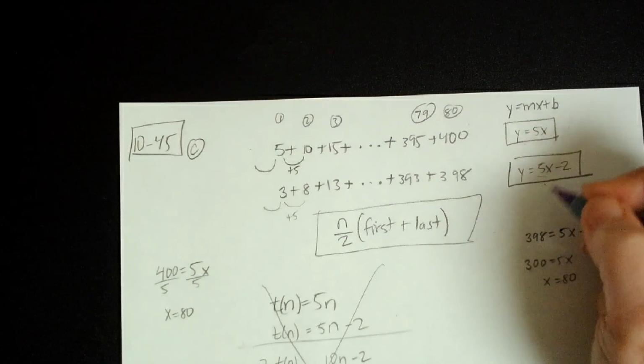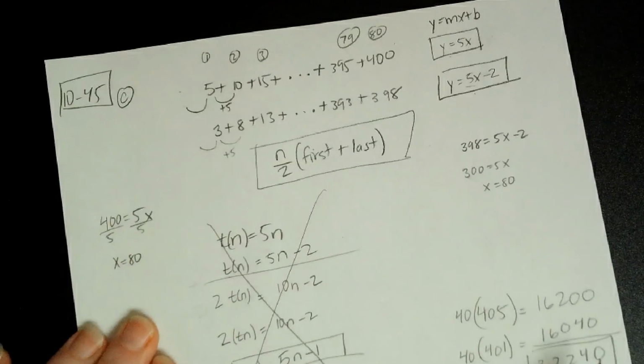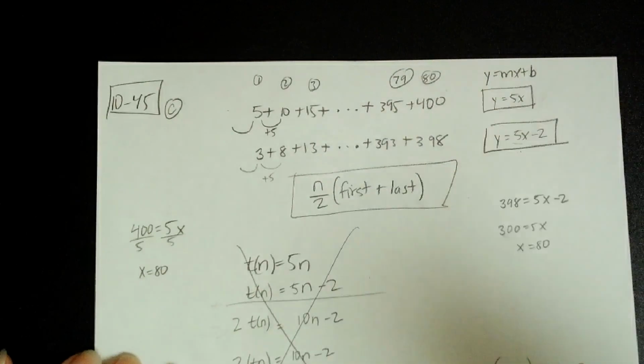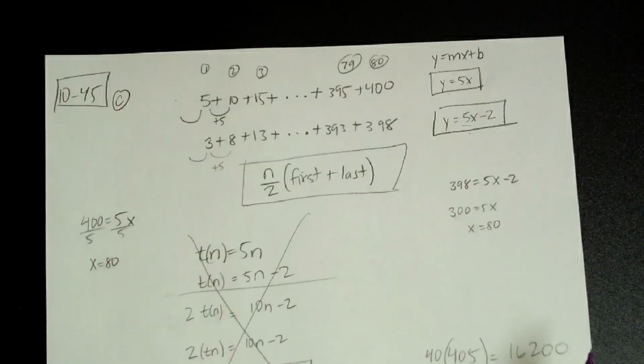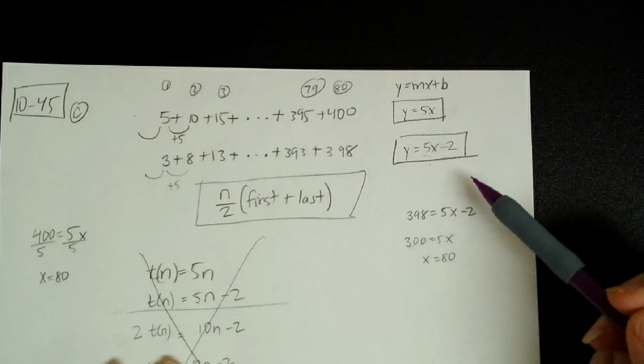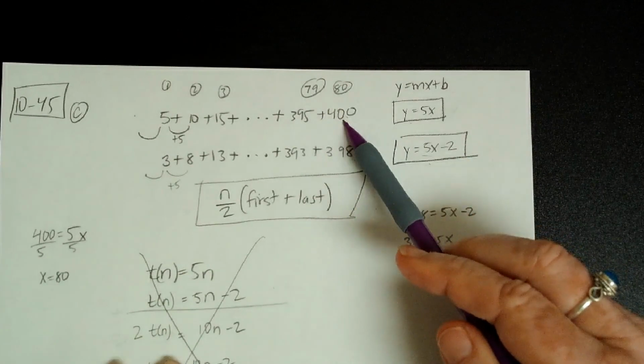But when we write these, since they are sequences, we want to use them in terms of t of n. But in this case, I'm not going to, because I'm short on time right now. So I'm just going to go ahead and find out what term number this is.